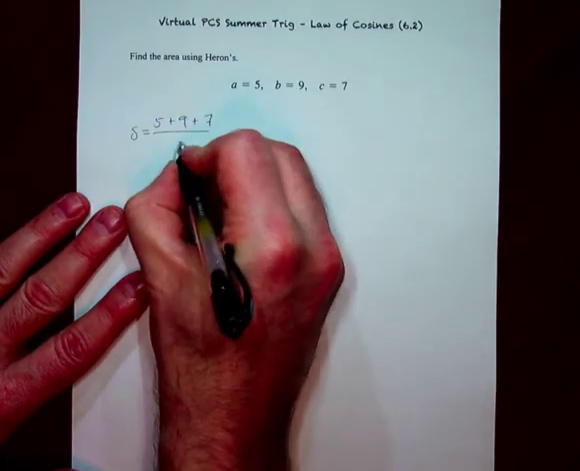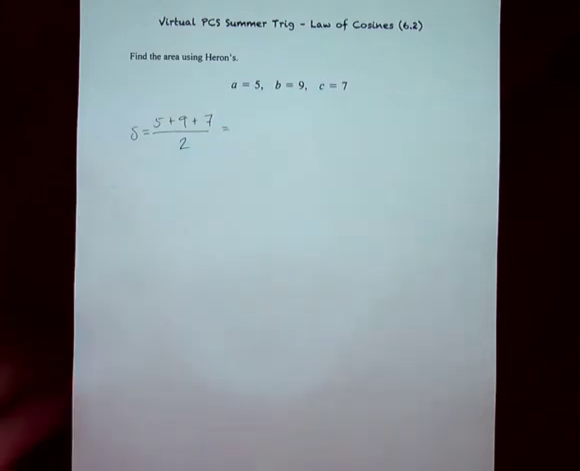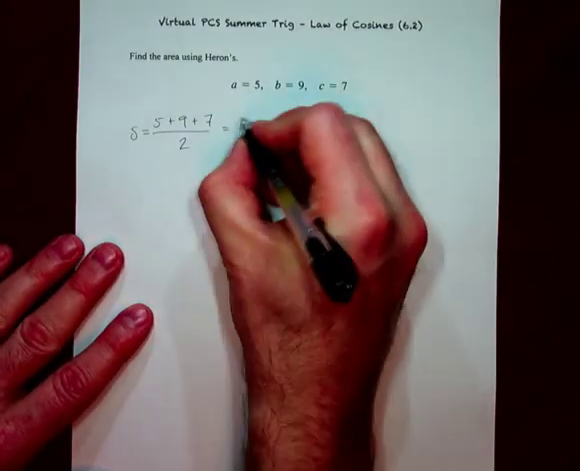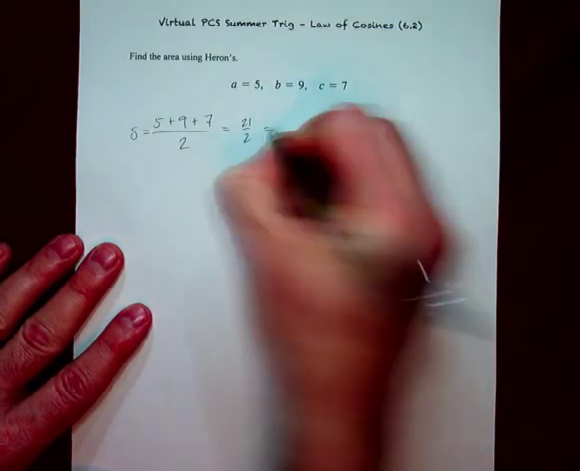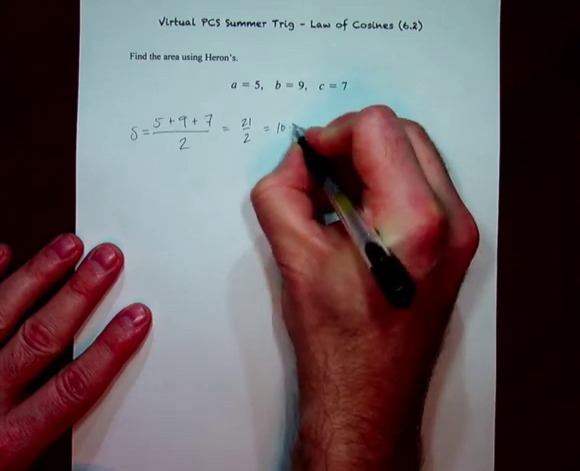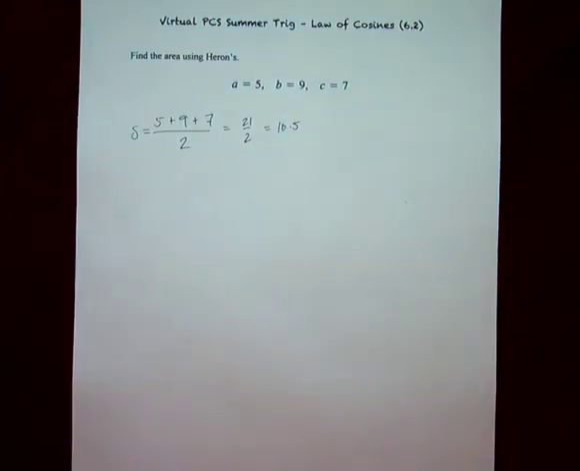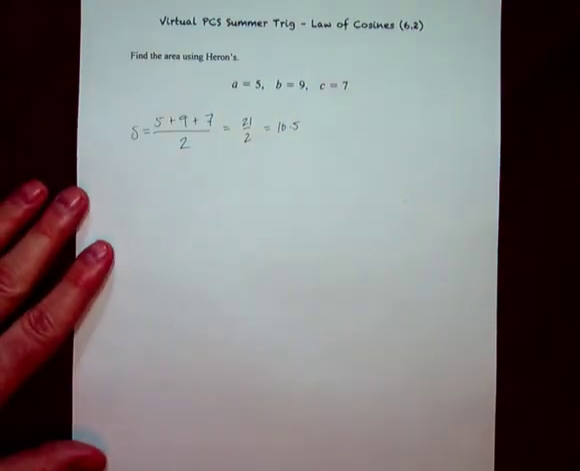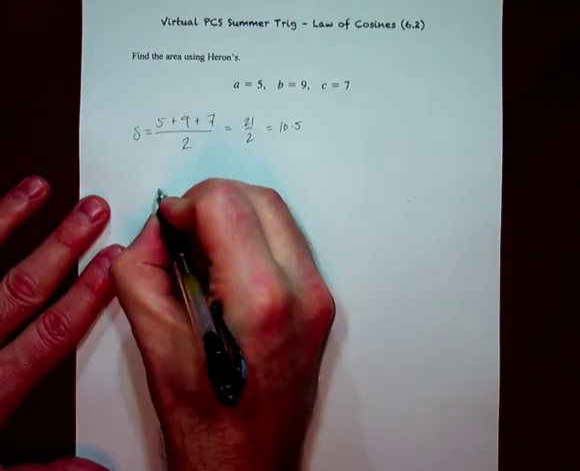Well, unfortunately, that's going to be a fraction. So we have 5 plus 9 is 14, plus 7 is going to be 21. 21 over 2. So 21 halves. It's probably, I hate to say this, probably easier just to leave it as 10.5, especially since you're going to be plugging it into your calculator anyway.